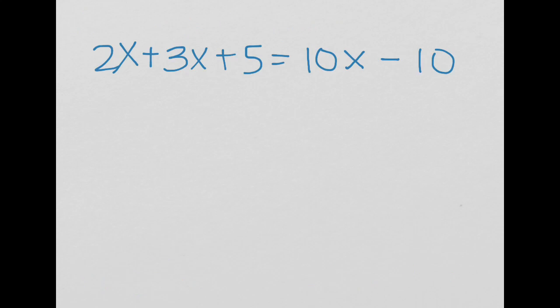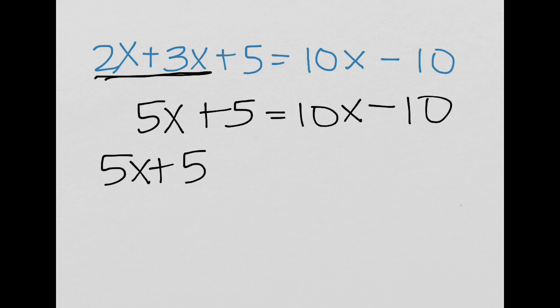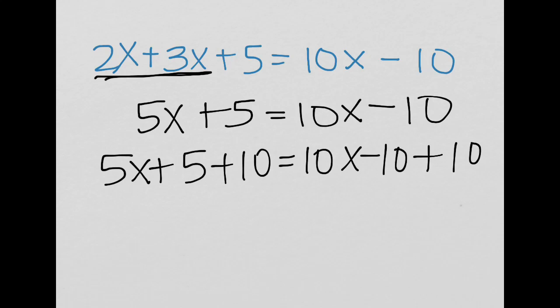Here I'm going to first combine like terms. So 2x plus 3x is equal to 5x. So 5x plus 5 is equal to 10x minus 10. Now I'm going to add a 10 to both sides. I have 5x plus 5 plus 10 is equal to 10x minus 10 plus 10. So now I have 5x plus 15 is equal to 10x.